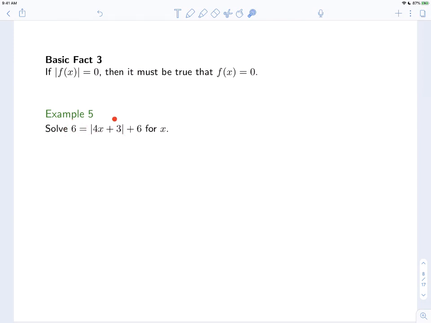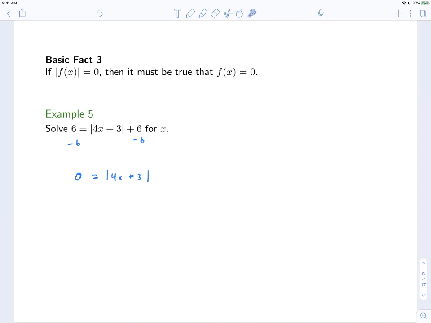So that comes up when you're solving an equation like the one you see here. 6 is equal to the absolute value of 4x plus 3, that quantity in absolute value, plus 6. So if we subtracted 6 from both sides in order to isolate the absolute value, you're going to end up with 0 is equal to the absolute value of 4x plus 3.